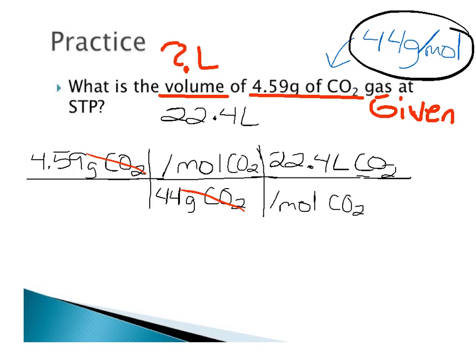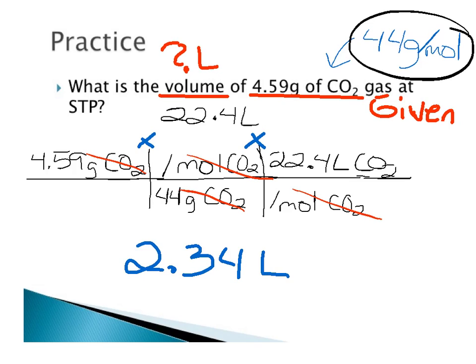So now that we have that written, our moles of CO2 will cancel. We're left with liters, which is what the question is asking us for. So now we know we can stop and we can go ahead and begin to solve this problem. So at this point, we will just multiply the 4.59 times 1 times 22.4 divided by 44 times 1. Once we get all that in the calculator and do our calculations, it should come out to about 2.34 liters of CO2.